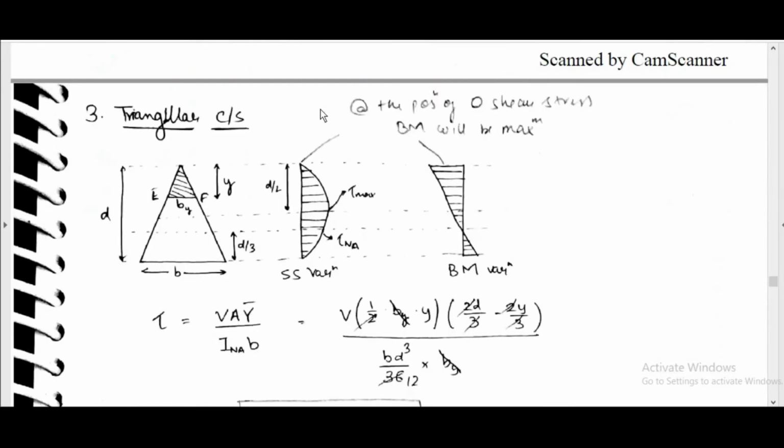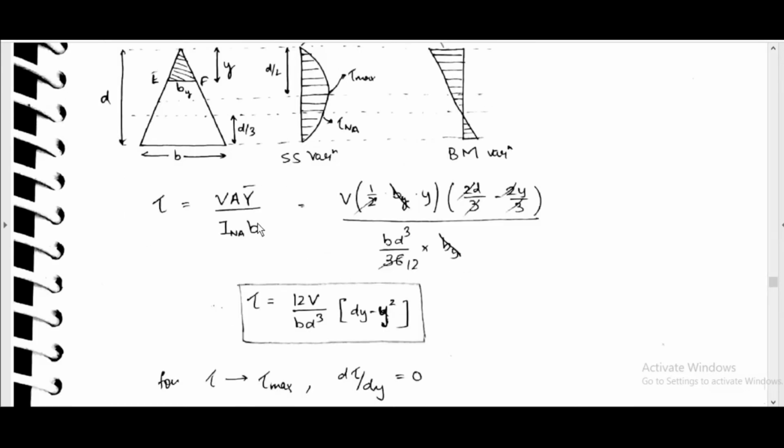Now coming to another cross section, the triangular cross section. The neutral axis will be d by 3 from the bottom, and EF is like this, at y, and d by 2. In the shear stress variation and the bending moment variation, it will be more here and less here. At the position of maximum shear stress, bending moment will be 0; at the position of zero shear stress, bending moment will be maximum.